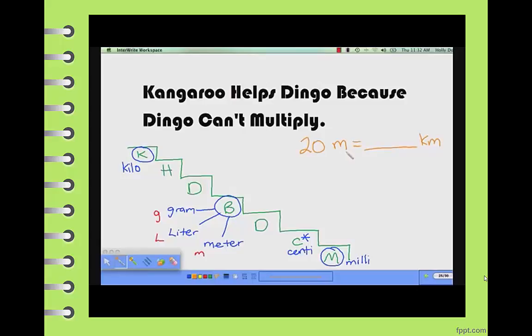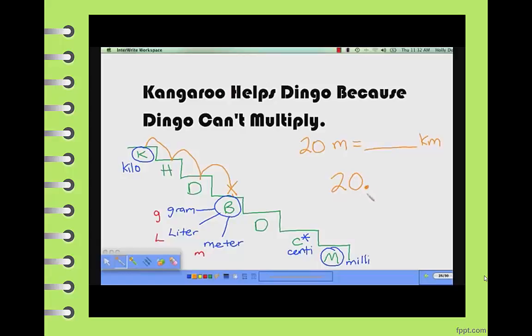We're just talking about meters, and we know that meters is our base, so we're actually going to start on the B step. B for base. We want to make it up to kilometers, so here we go. 1, 2, 3 steps. So I'm going to start with my whole number here, 20, decimal at the end.